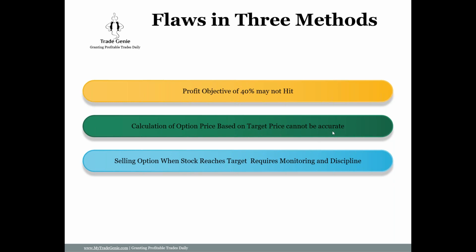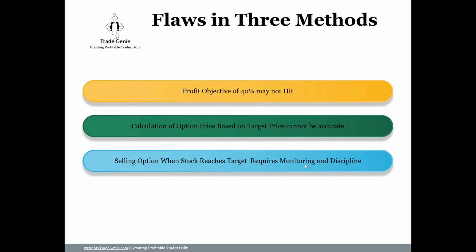So there is a flaw, and you have to be on high alert to calculate the correct price at any time, and then give some leeway for the spread and all that. And let's say you're not following these two methods, you're following selling the option when the stock reaches the target, which requires monitoring and discipline. So this is very tough. Monitoring and discipline, who does that? It's very hard.